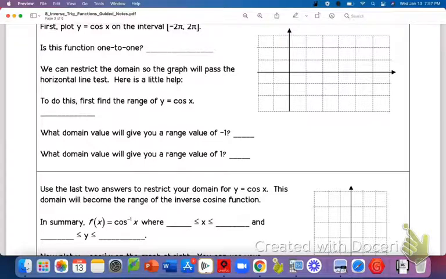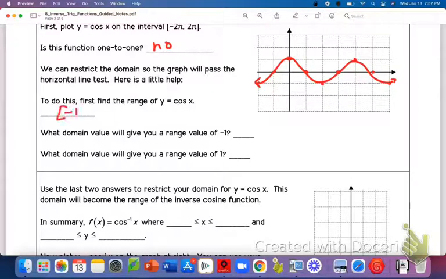Cosine, remember, starts at a y-intercept of 1. So y-intercept, x-intercept, minimum, intercept, max, intercept, minimum, intercept, minimum. So there's our cosine curve. Not 1 to 1. So we're going to go ahead and restrict it.